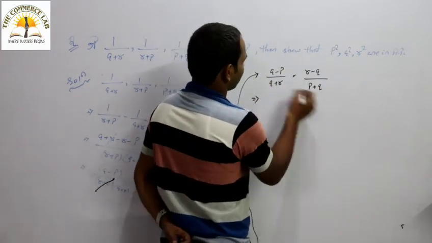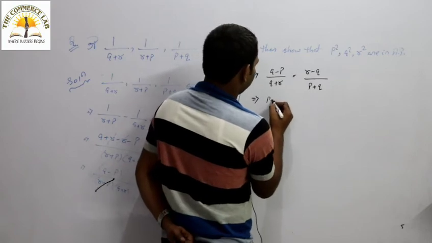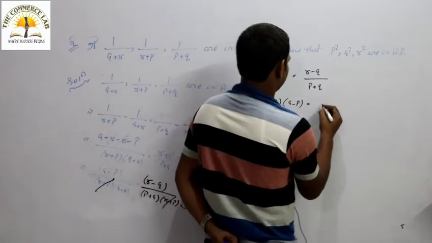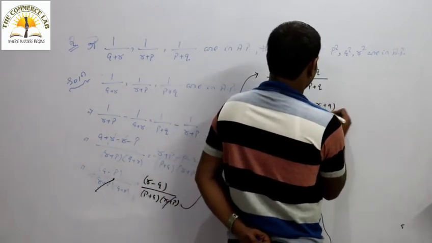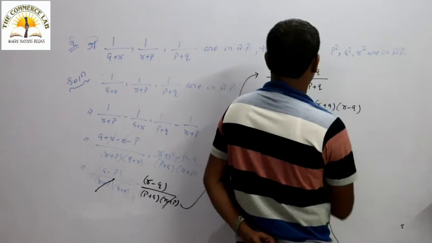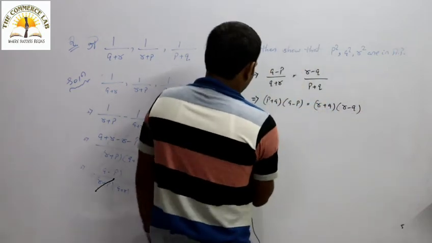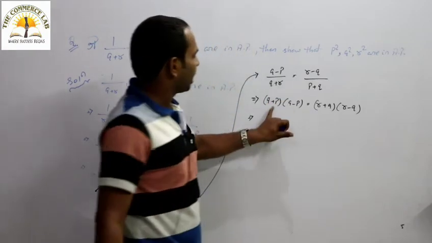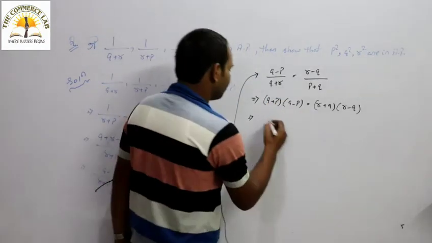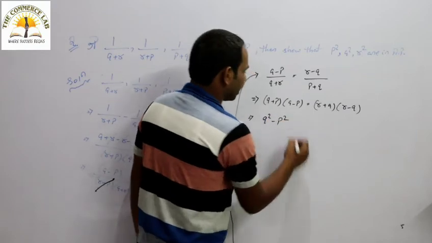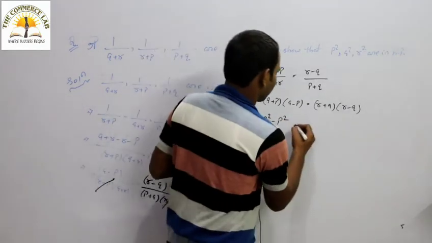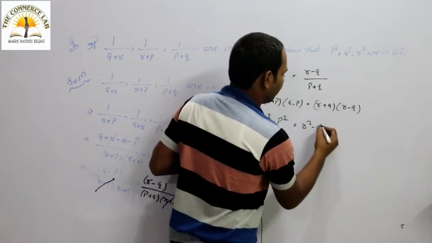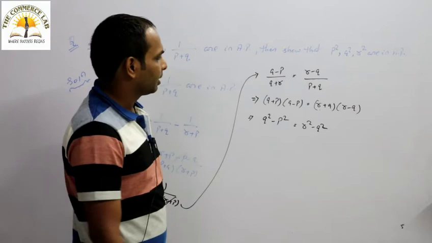Then by cross multiplication, (p plus q) (r plus q), this implies it can be written as also q plus p. So a plus b into a minus b is your a square minus b square. a plus b, a minus b, so a square minus b square.